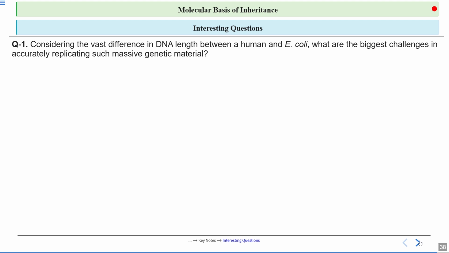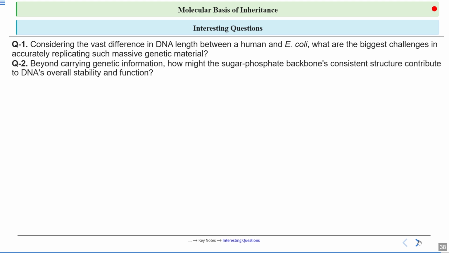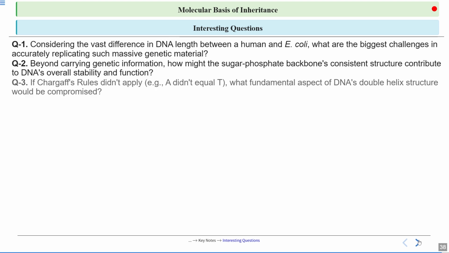So there are some interesting questions that you are going to solve yourselves. One question is, considering the vast difference in DNA length between a human and E. coli, what are the biggest challenges in accurately replicating such massive genetic material? Second, beyond carrying genetic information, how might the sugar phosphate backbone's consistent structure contribute to DNA's overall stability and function? The third question says, if Chargaff's rules didn't apply, for example A didn't equal T, what fundamental aspect of the DNA double helix structure would be compromised?